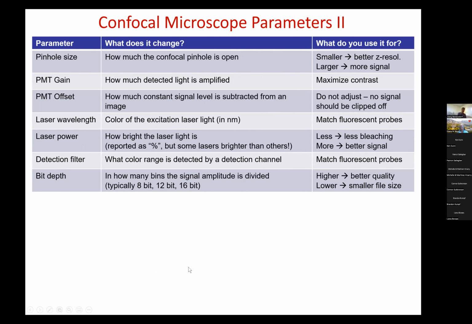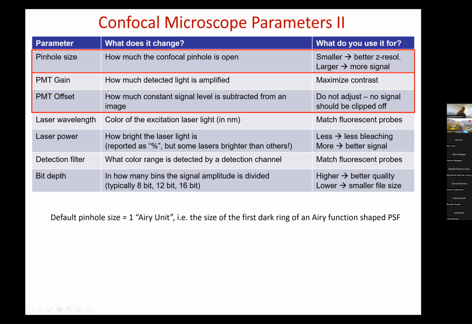So then there's a second group of parameters that you can adjust. You can adjust the pinhole size. A smaller pinhole means that the pinhole effect will become stronger. You get better axial resolution, but you also lose a lot of fluorescence. So if you have really weak signals, you might actually want to open your pinhole. You get more signal at the expense of worse axial resolution.